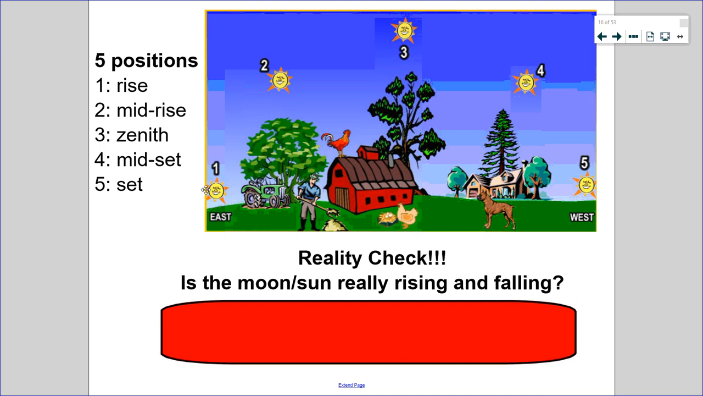So our first position is going to be rise, and then a few hours later, it will be at mid-rise, and then at the height of its journey across the sky will be the zenith, and then it's going to start setting, so that will be mid-set, and then our fifth position will be set.